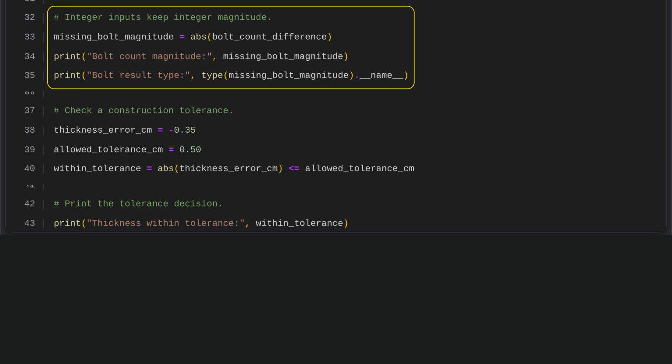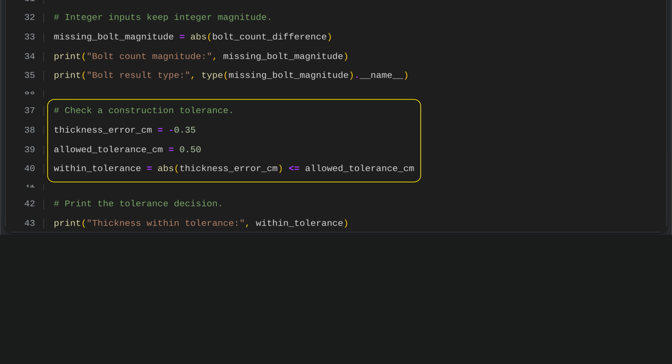Calculate the absolute difference between the bolts delivered and the bolts ordered to find the size of the discrepancy, whether bolts are missing or extra. Then display that quantity and check its type to confirm the result is still an integer.